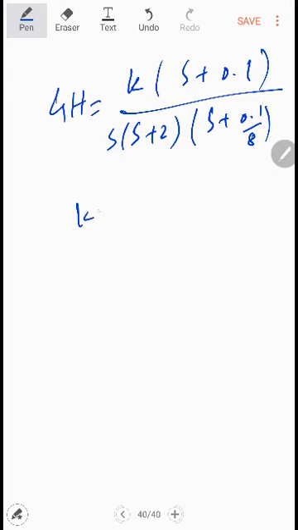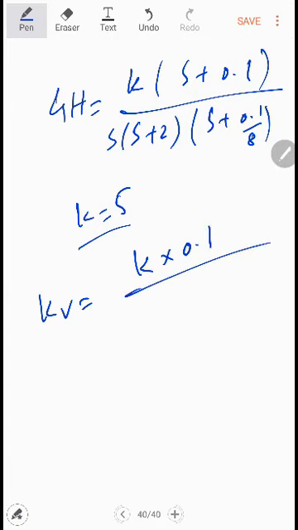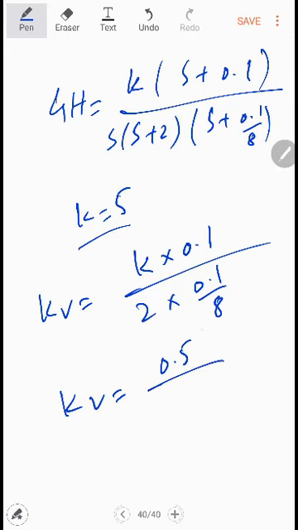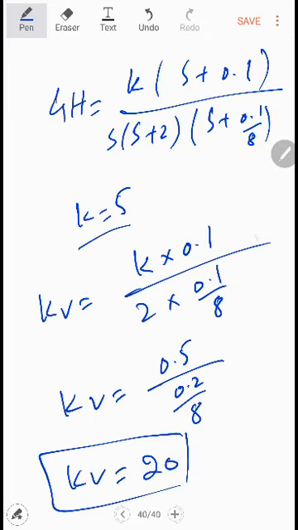So for K equal to 5, the open loop gain Kv will become equal to K multiplied by 0.1 divided by 2 multiplied by 0.1 divided by 8. So Kv will become equal to 0.5 divided by 0.2 divided by 8. And if you find this one, we see we improve the steady state error, the gain of the system.